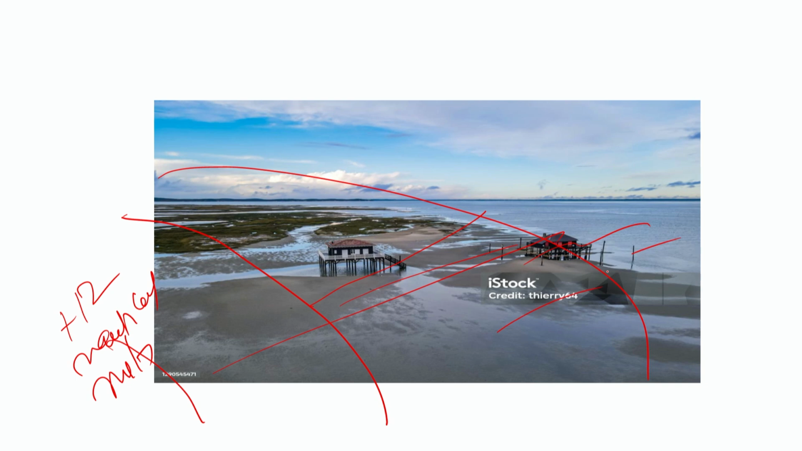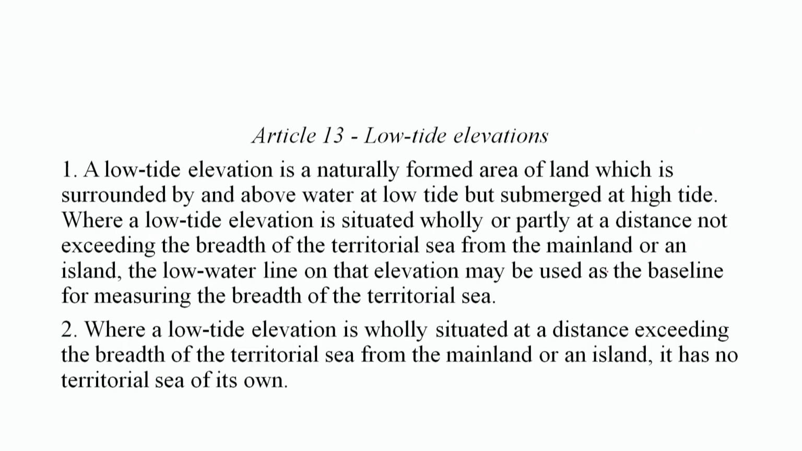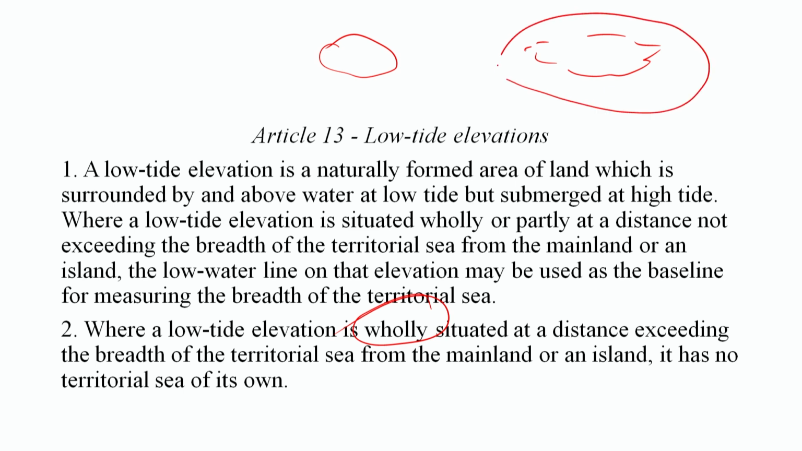I repeat this: where a low tide elevation is wholly situated at a distance exceeding the breadth of the territorial sea from the mainland or an island, it has no territorial sea of its own. The word used is wholly, not partly. If it is partly included, then all will be covered. No territorial sea of its own means if this is the low tide elevation and this is the island, it has no boundary relationship with this island.